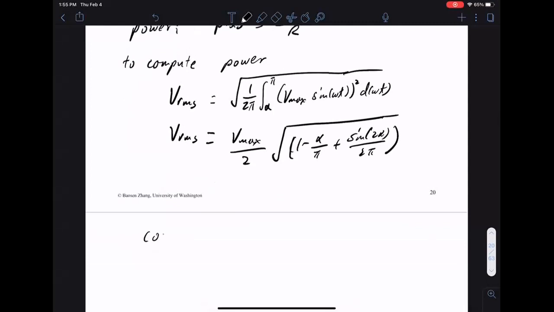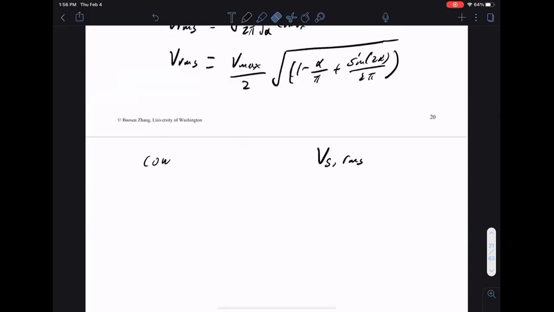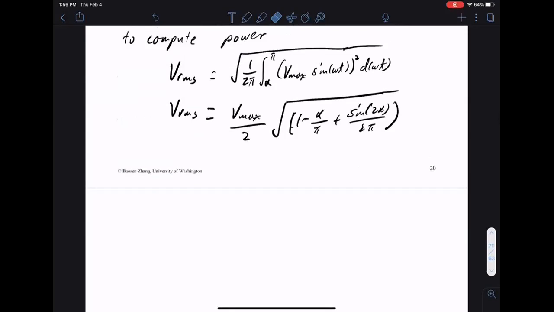The last thing we want to do is compare VRMS to VSRMS. So remember our input. Yeah, so this is RMS. Let's keep it this way. This is the RMS voltage we have in our circuit.